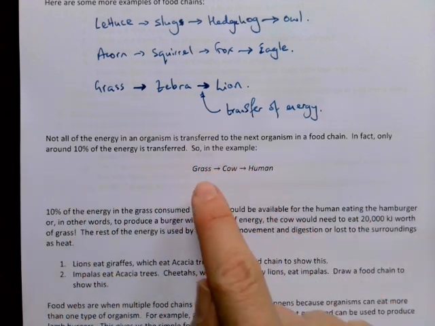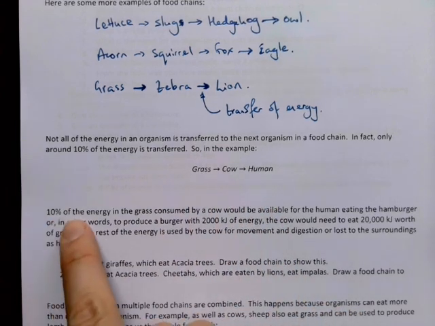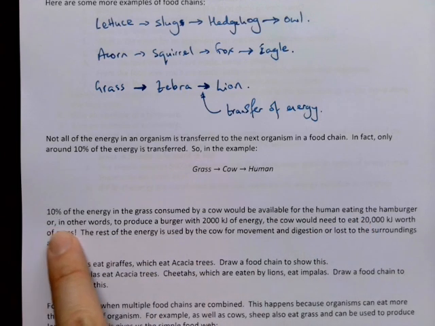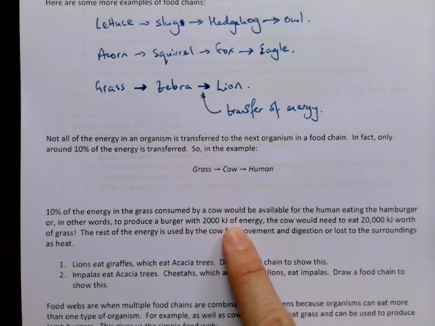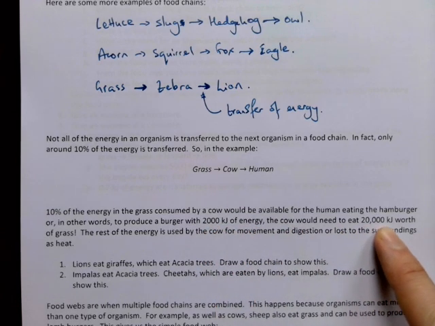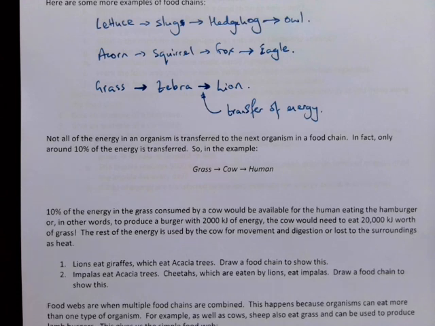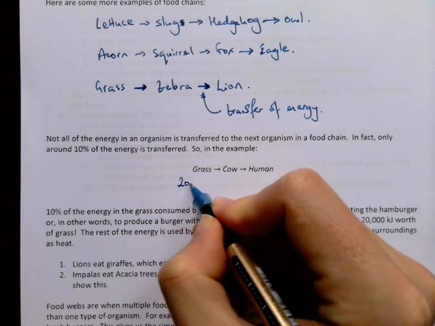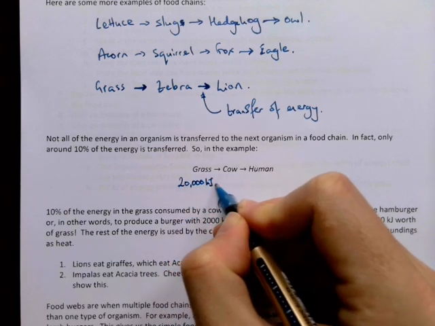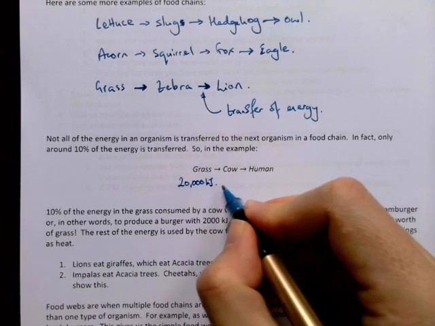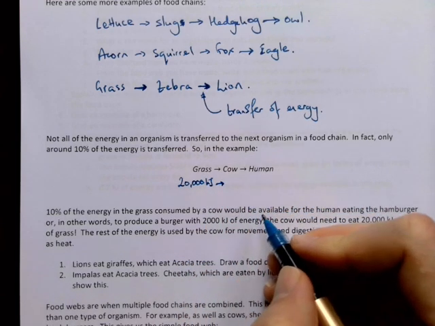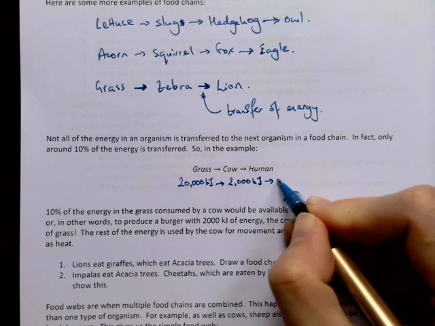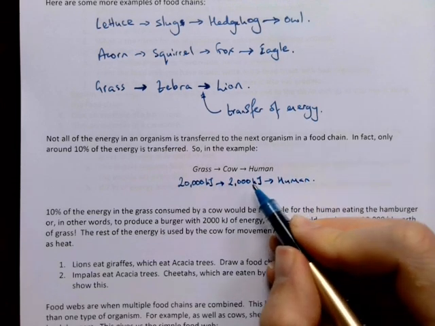So, in the example that we had above, grass, cow, human, 10% of the energy in the grass consumed by a cow would be available for the human eating the hamburger. Or, in other words, to produce a burger with 2,000 kilojoules of energy, the cow would need to eat 20,000 kilojoules worth of grass. Kilojoules, remember, is the unit for energy. So when I have my hamburger, the human is only going to get 2,000 kilojoules.